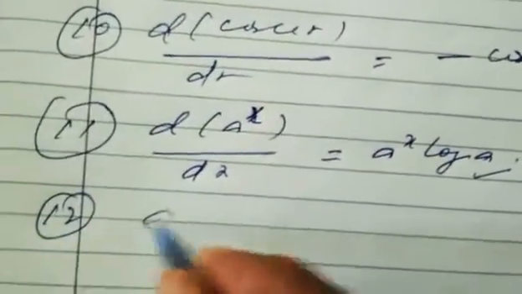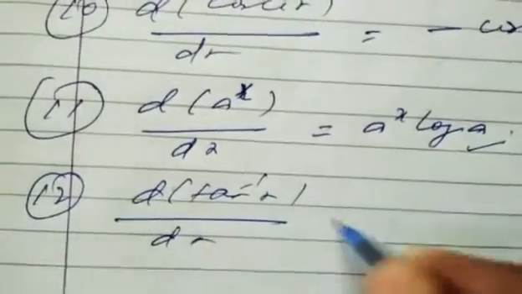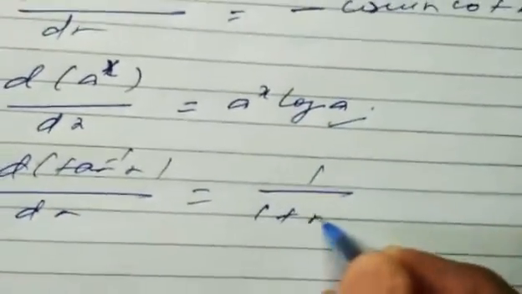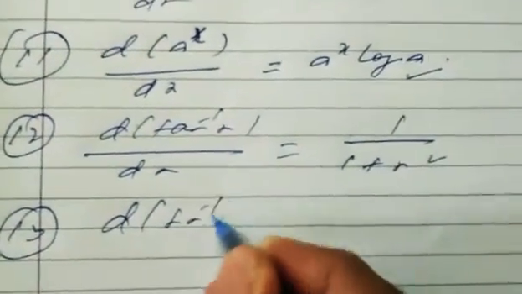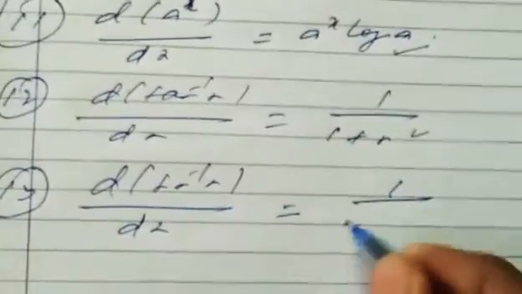12th will go like that. This is d of tan inverse x by dx is equal to 1 upon 1 plus x square. 13. This is d of sin inverse x by dx is equal to 1 upon root under 1 minus x square, and so many other results we can configure and see.